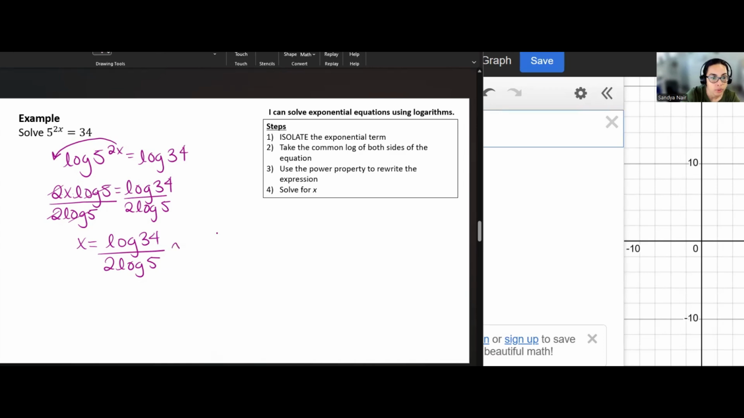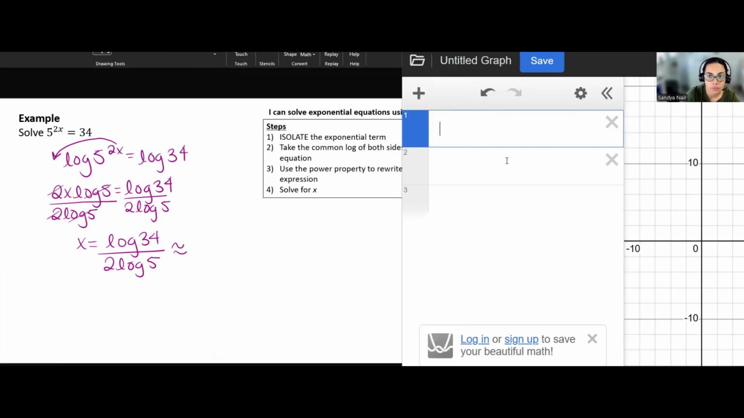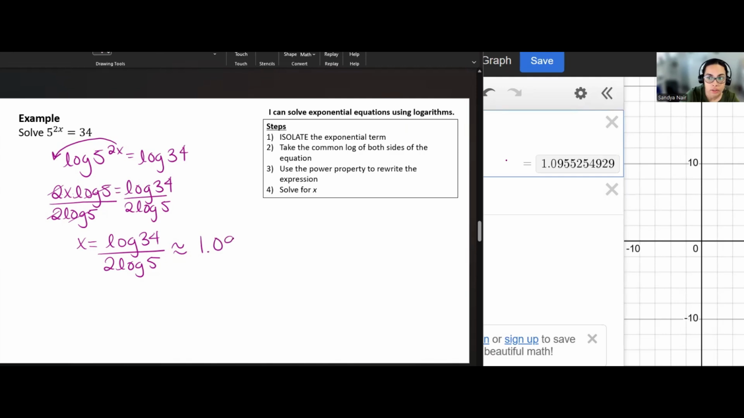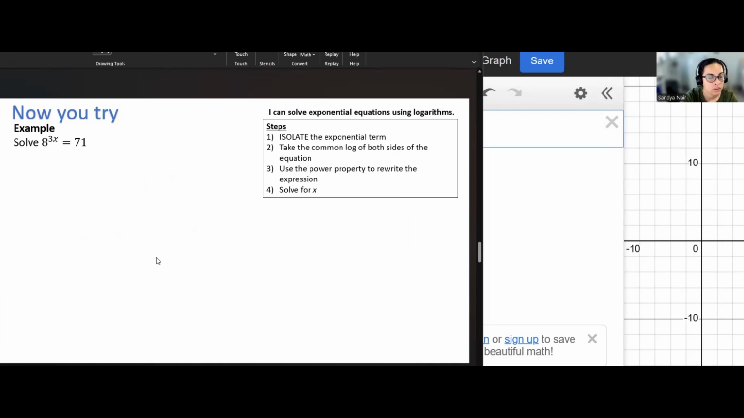Okay, so once again, I can approximate this value using Desmos. I'm just going to go ahead here and type log 34 divided by 2 log 5, and that's approximately equal to 1.0955. So now you can go ahead and pause the video and try doing this example on your own.